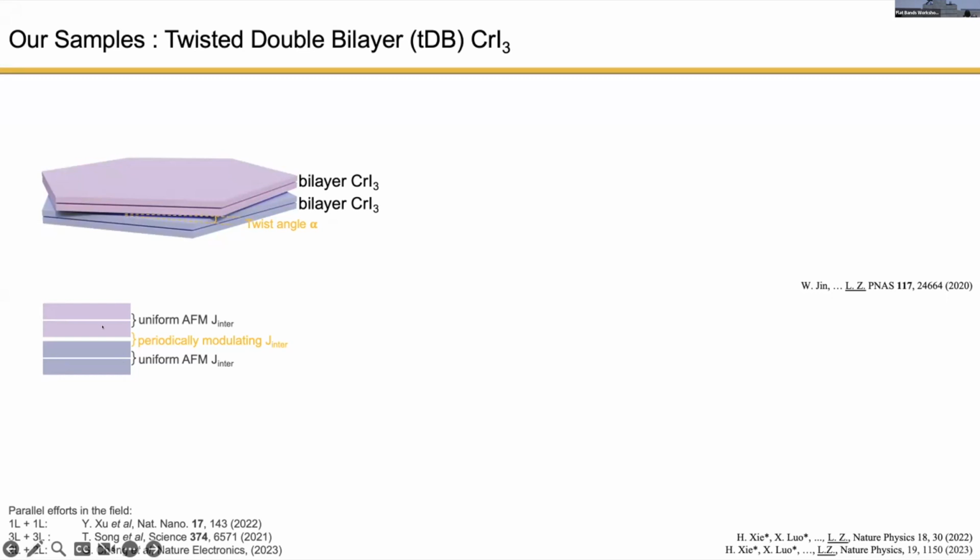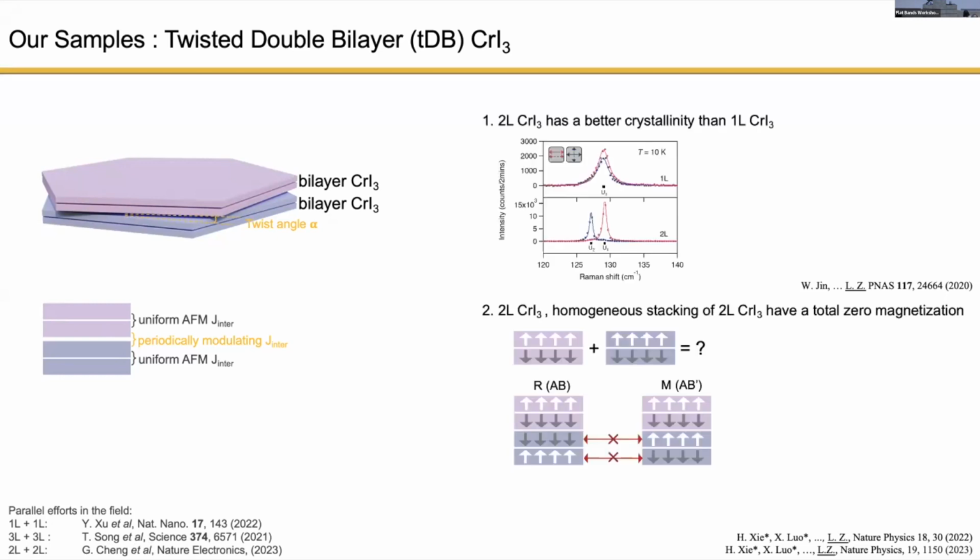But between the second and third layer, that's the interface of the two bilayers, we will have the Moiré superlattice. And that's where we will have the modulated magnetic interactions. Okay. So the reason for us to choose bilayer was twofold, perhaps.